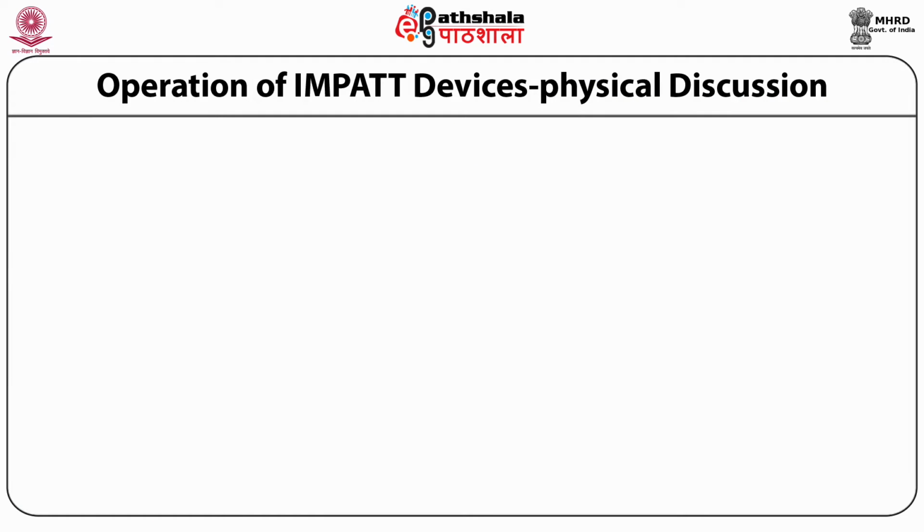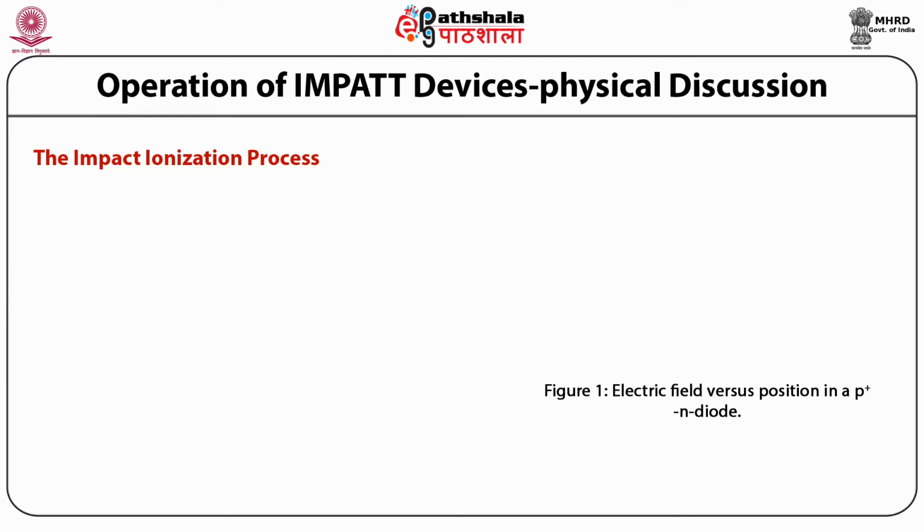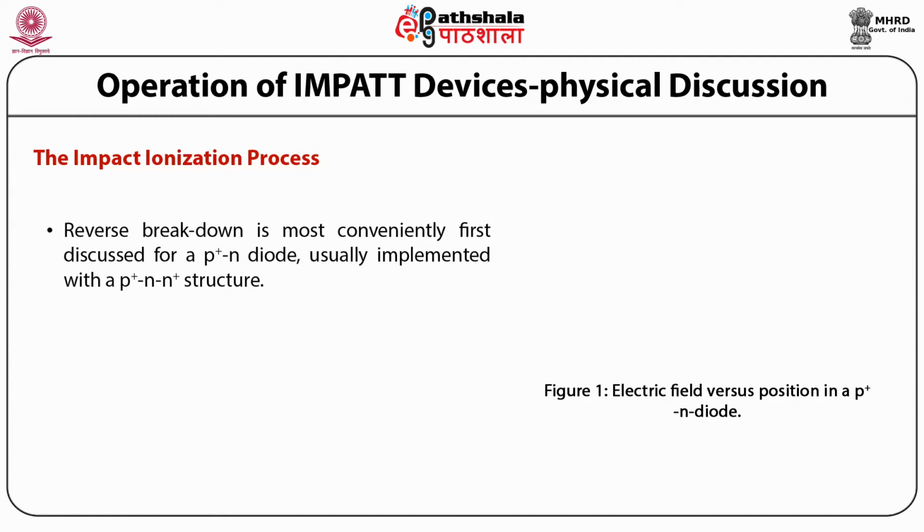Operation of IMPATT devices, the physical discussion. So let us now first discuss the impact ionization process. Reverse breakdown is most conveniently first discussed for a P plus N diode, usually implemented with a P plus N plus structure as shown in this figure.